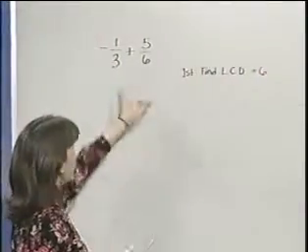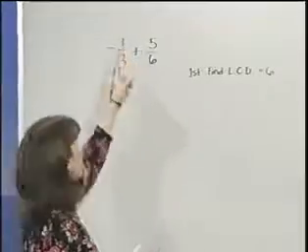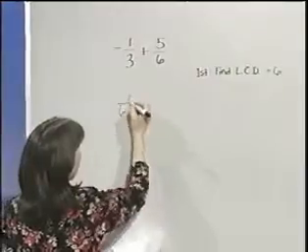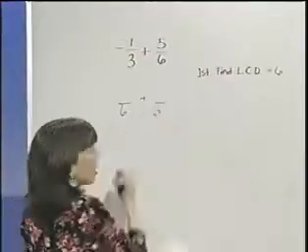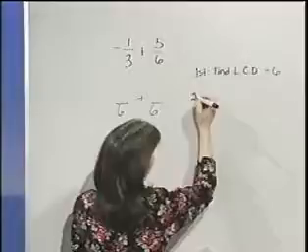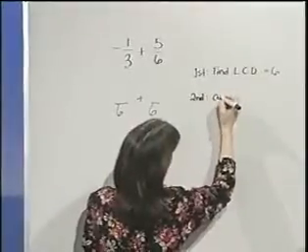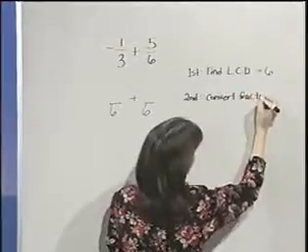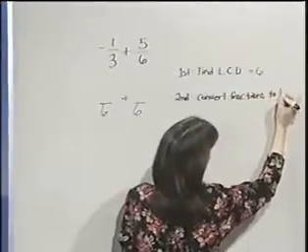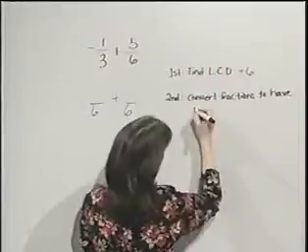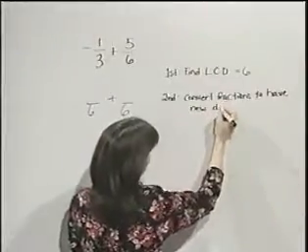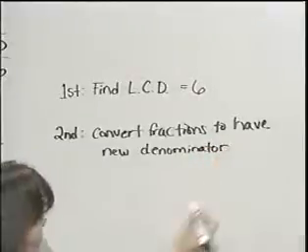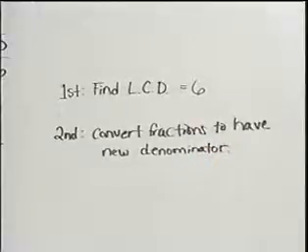And so now we go on to our second step, which is now we must change each of these fractions to have the denominator of 6. We're going to change each of these fractions so that they have the denominator of 6. So that's the second step. Convert the fractions to have the new denominator.